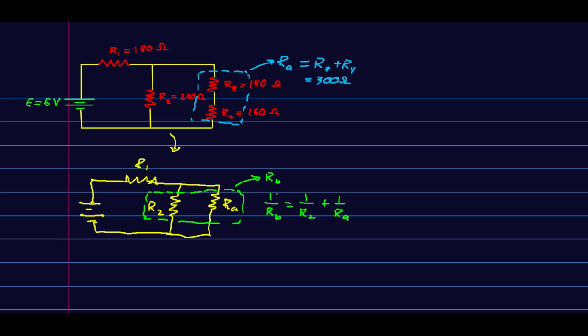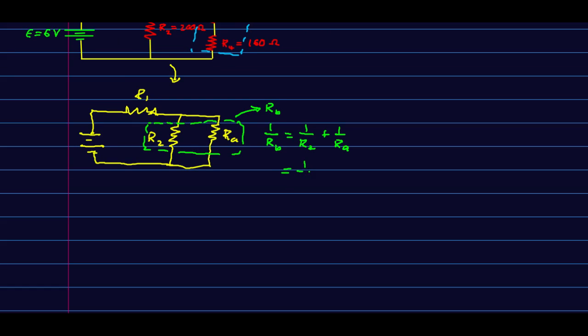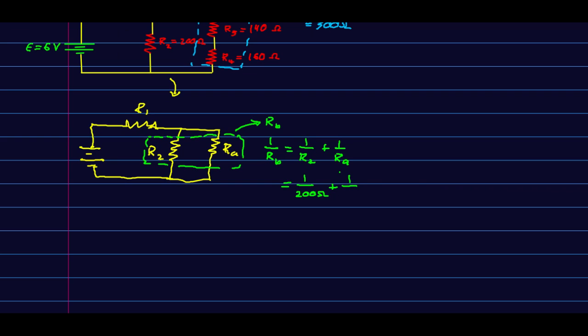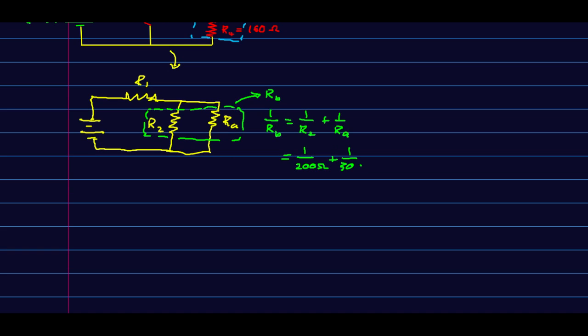Students have trouble with all these fractions. R2, remember, is 200 ohms. So this is 1 over 200 ohms plus 1 over, and RA was 300 ohms. If you're going to add those, you need a common denominator. So that's going to give us 3 over 600 ohms plus 2 over 600 ohms, or 5 over 600 ohms. Flipping both sides, RB is just 600 ohms over 5, which is 120 ohms. And so there is our equivalent resistance.